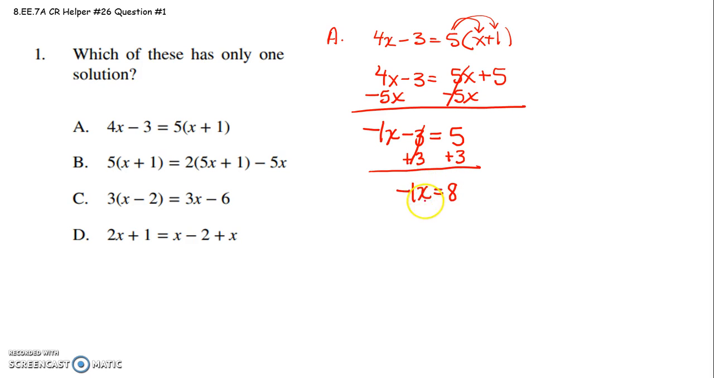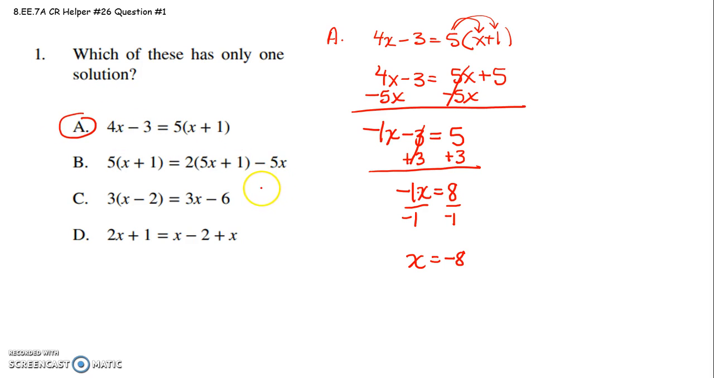What's the operation between the negative 1 and the x? That's multiplication. How do I undo multiplication? I undo multiplication with division. So I divide both sides of the equal sign by negative 1. Negative divided by a negative is a positive. 1 divided by 1 is 1. 1 times x is x equals. Positive divided by a negative is a negative. 8 divided by 1 is negative 8. Now I got lucky and it was letter A.